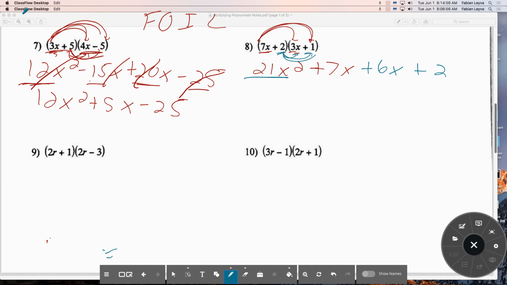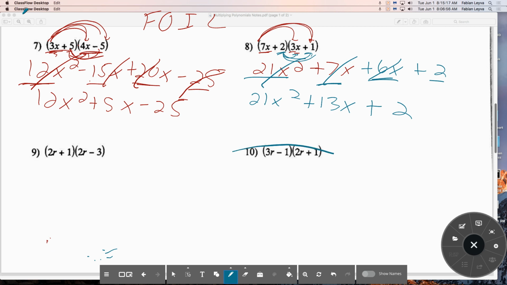This x squared, there's no other term with an x squared, so I'm just going to go ahead and write it down. Now, notice I have a 7x and a 6x. Those both just have x's, so I can add those. 7 plus 6 is 13. Don't forget your x. And then your positive 2 just gets tacked on at the very end. So that is literally all you have to do.